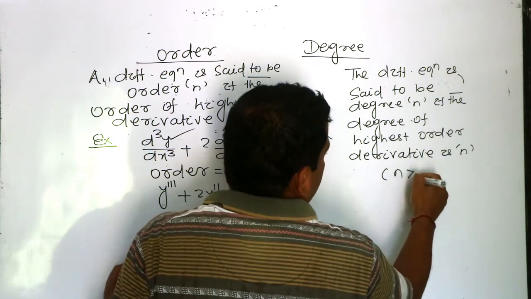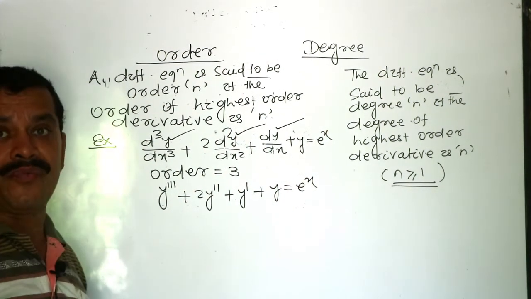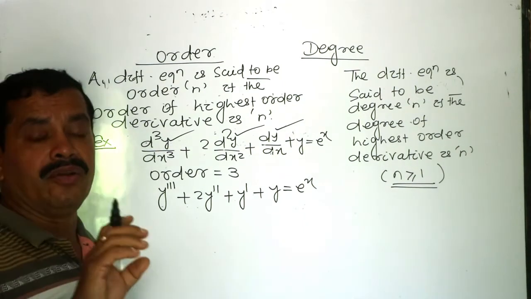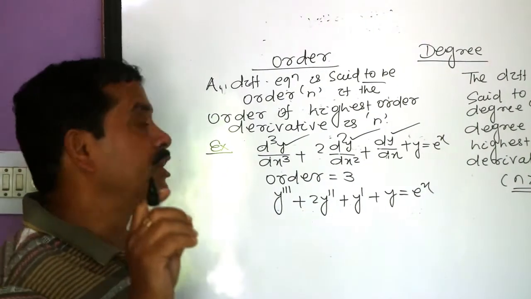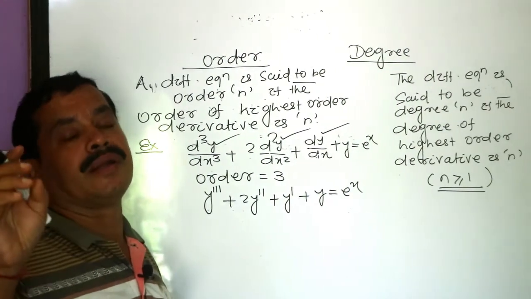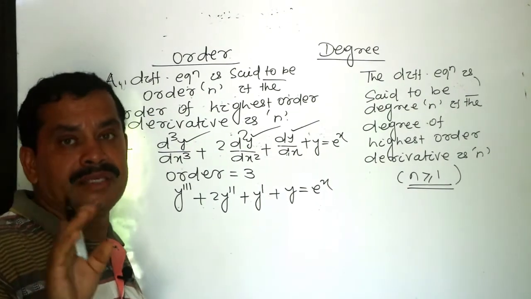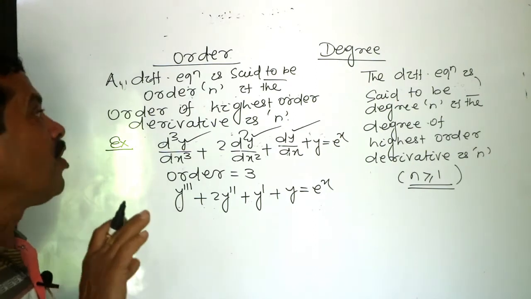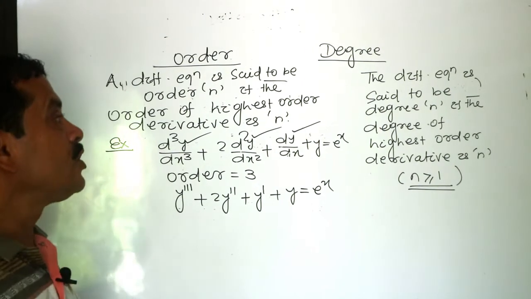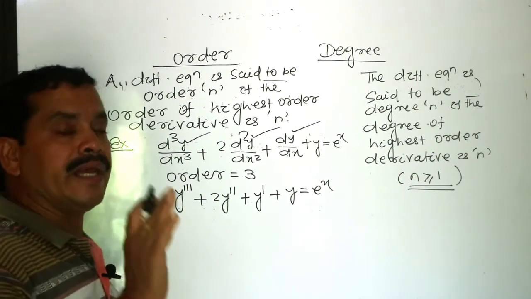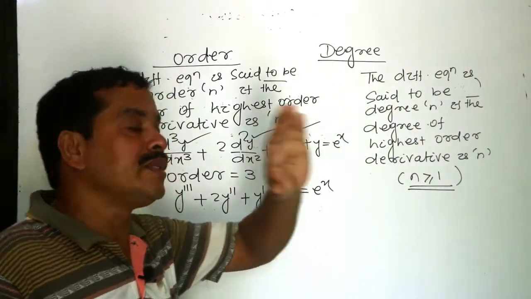N must be greater than or equal to 1. It cannot be a negative number, and it cannot be a fractional number. Order and degree cannot be rational numbers, only whole numbers, and they should be positive, greater than or equal to 1. Just 1, 2, 3, 4 like that. It cannot be a fractional number such as 1 by 2 or 1 by 3, and it cannot be negative. So it is only a natural number, which means n is greater than or equal to 1. That is the order and degree of a differential equation.